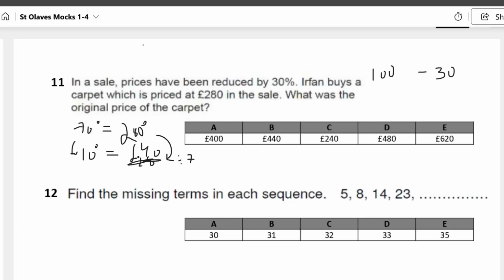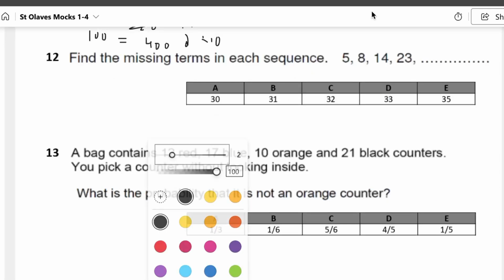40 pounds. If we know 10% is 40 pounds, that means 100%, because we're trying to find the original price, which is 100%, not the 70. We have to multiply it by 10. When you multiply 40 by 10, we get 400, which means that our answer is A.